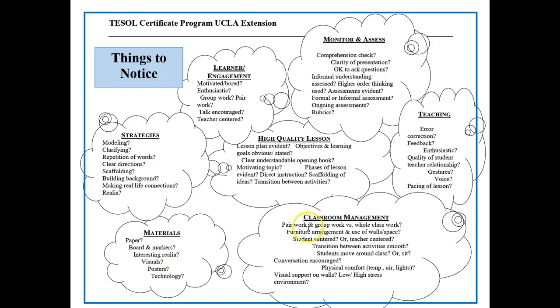And finally, we have classroom management. Is there pair work and group work, or is this all whole class work? How's the furniture arranged? Is it all lined up, or is it in a round circle? Is it student-centered or teacher-centered? Is there a transition between the activities? Is it smooth, or is it kind of like the teacher's not really sure what they're doing? Do the students move around the class, or do they sit still? Is conversation encouraged? Is there physical comfort? What's the temperature? What's the air, the lights? Is it freezing in there? Is it too hot? All of those things are things you are going to look for when you are observing.